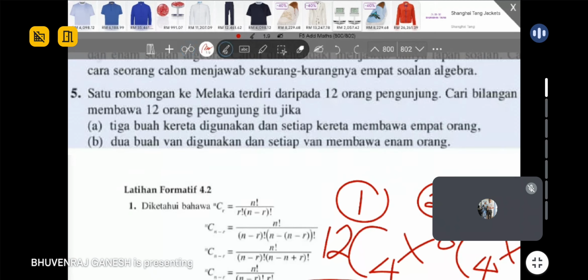Not bad. Okay, so the answer is 12C6 times 6C6. Okay, so the answer is 924 total ways. Okay, guys, are you all clear with the lesson today?